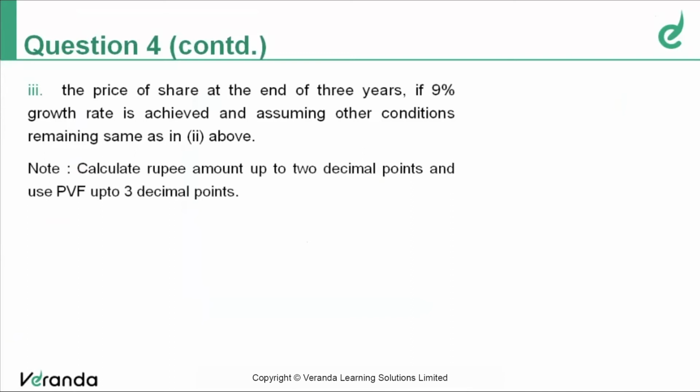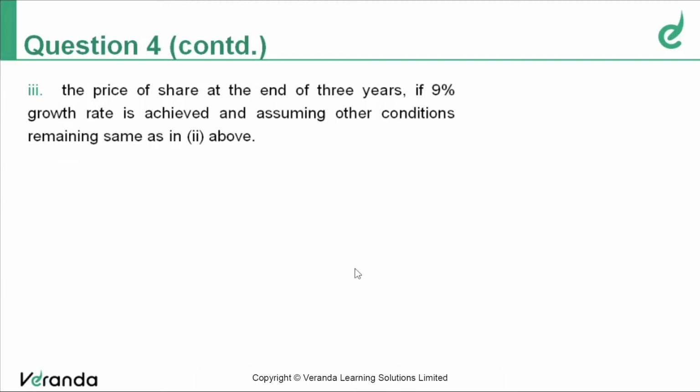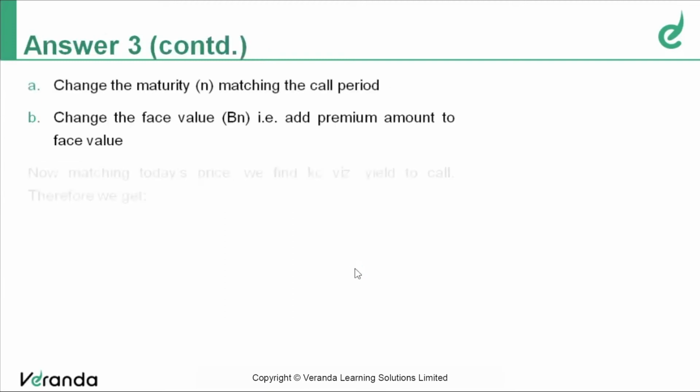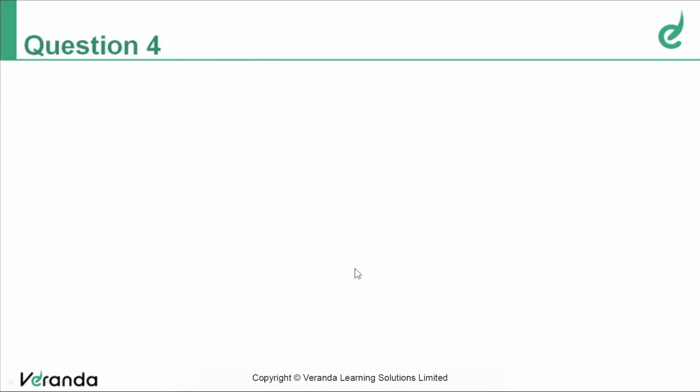Third question: the price of the share at the end of 3 years if 9% growth rate is achieved, assuming other conditions remain the same as in point number 2 above. Note, calculate rupee amount up to 2 decimal points and use PV factor up to 3 decimal points. Okay, so how do we take up the case now?